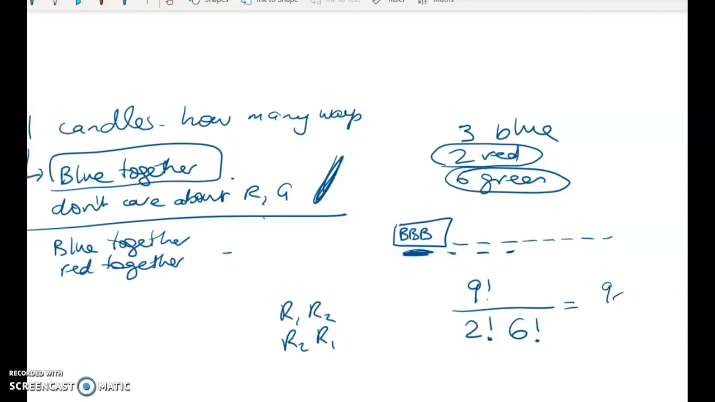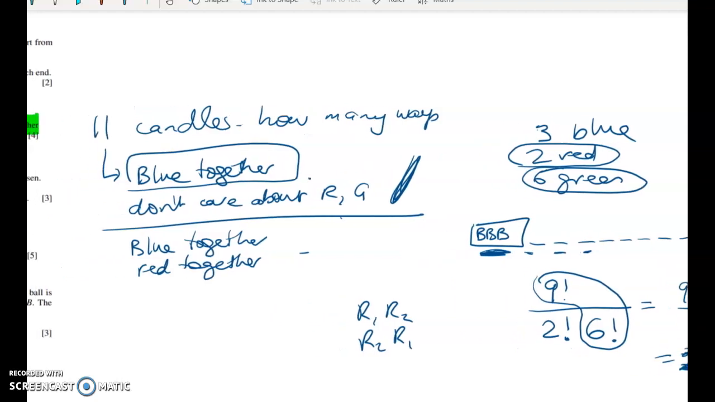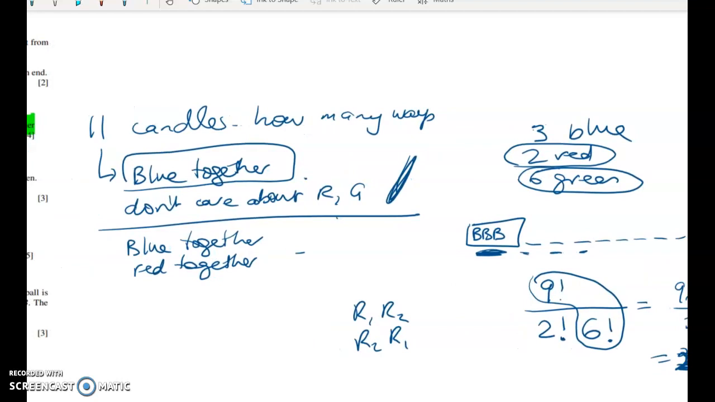And when we do that, we get 9 times 8 times 7 divided by 2 because of how this is working. Right? And that gives me, simplifying that out, I get 36 times 7. 36 times 7 is 252. So that's the first part done, right? So that's with the blue together and any different mix of reds and greens.